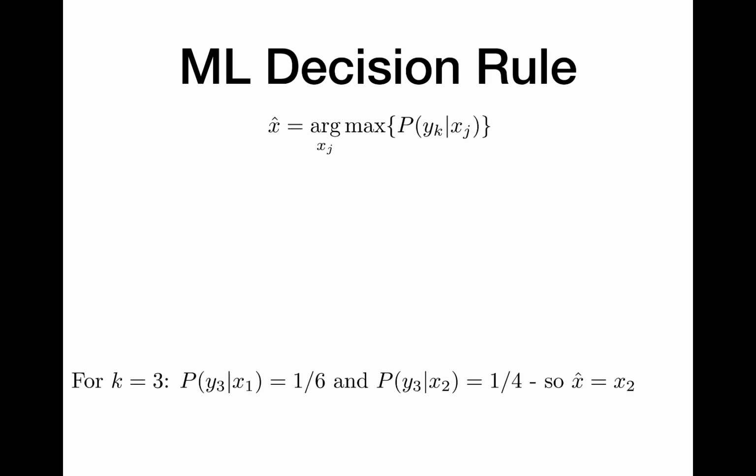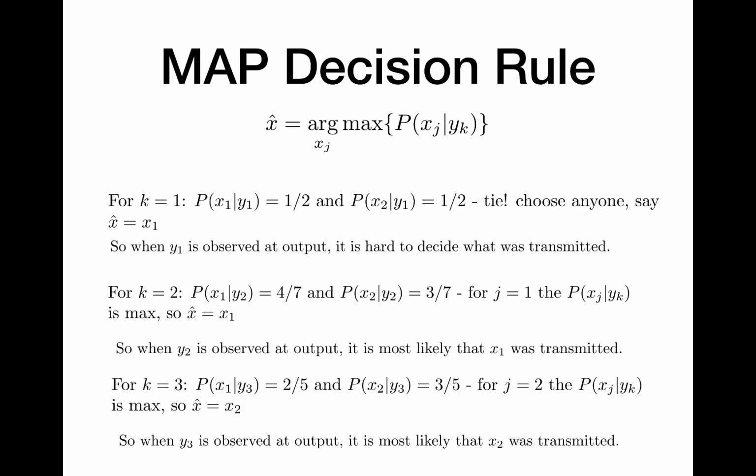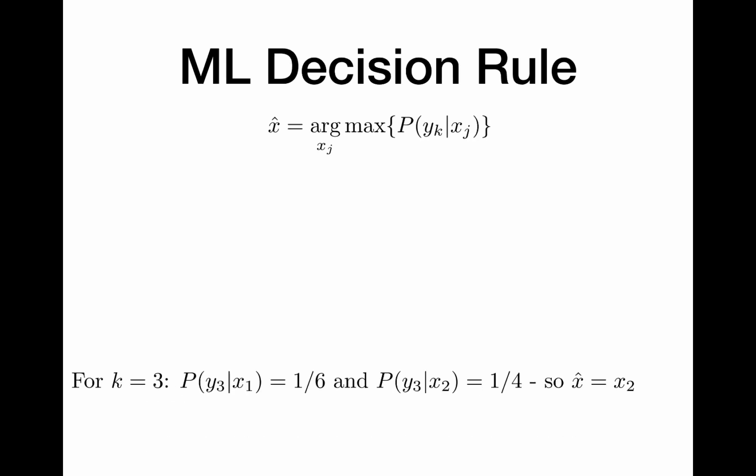In case of the ML decision rule, you have x hat equals the arg max of the probability of yk given xj. So this is basically the arg max over all the transition probabilities. Unlike the MAP decision rule, where we were finding the arg max over all the a posteriori probabilities, in this case we are finding the arg max over all the transition probabilities. So in this case we have this expression.